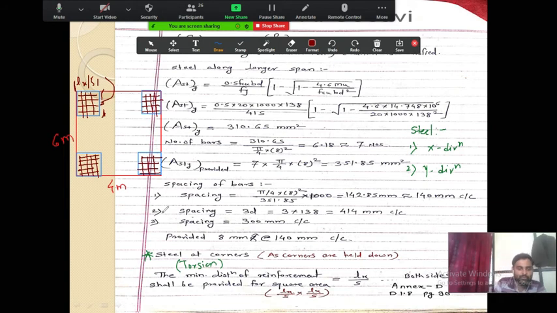Before that, the minimum distance of the reinforcement shall be provided for the square area of Lx by 5. Where is this given?